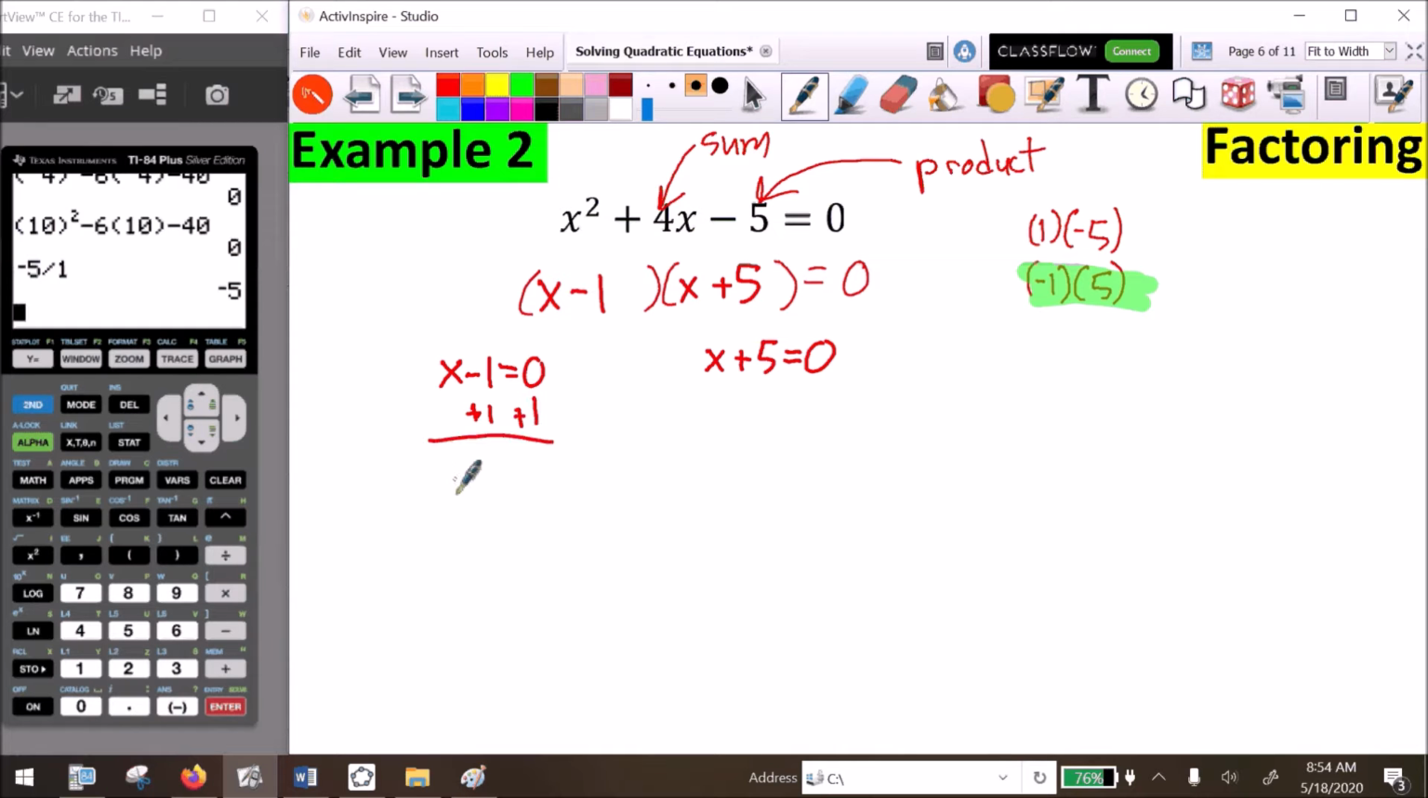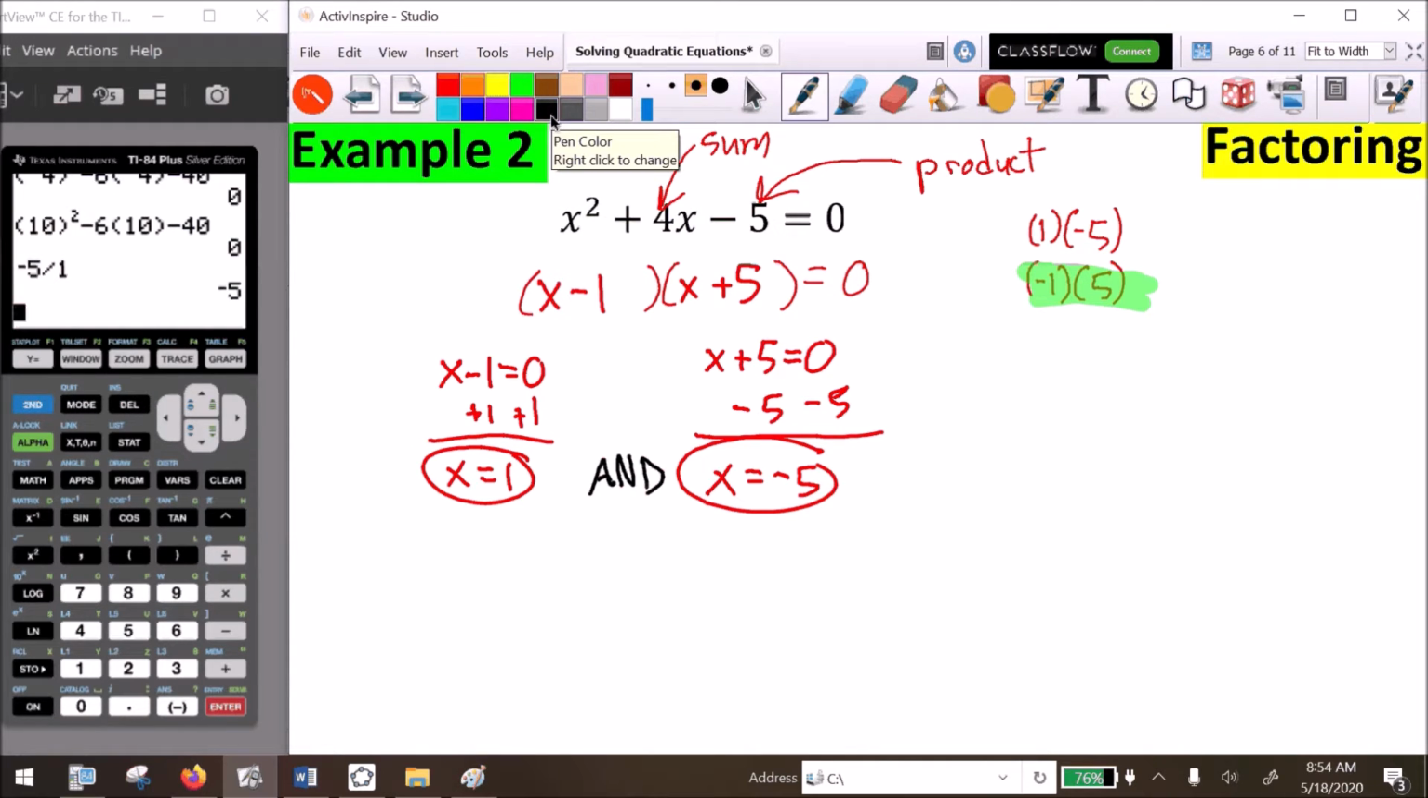We get x is equal to 1 and x is equal to -5. So our two answers are 1 and -5. When you're listing your answers, you can write the word "and" in between your two answers, or you can just say x equals -5, comma 1. You can list your answers like that.